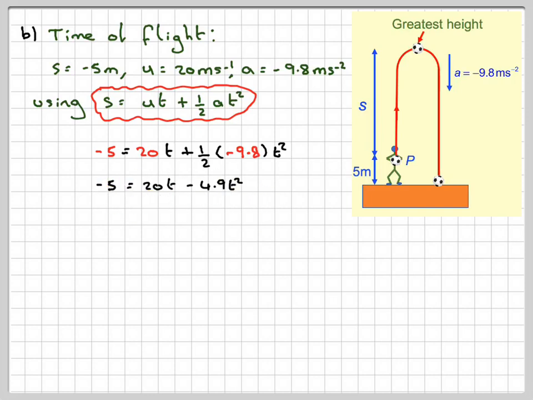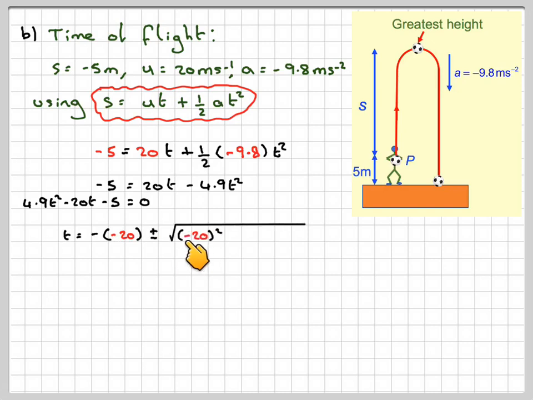This is a quadratic, so we should put it equal to 0 to solve it. So it means 4.9 T squared minus 20T minus 5 is equal to 0. Can't factorize, so we use the formula. So T will be equal to minus minus 20. Again, you're going to have to be careful with the signs. Plus or minus the square root of minus 20, using good brackets, squared, minus 4 times 4.9 times minus 5, divided by 2A, which is 2 times 4.9.